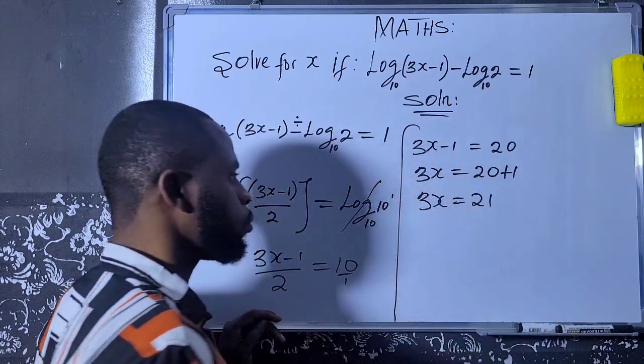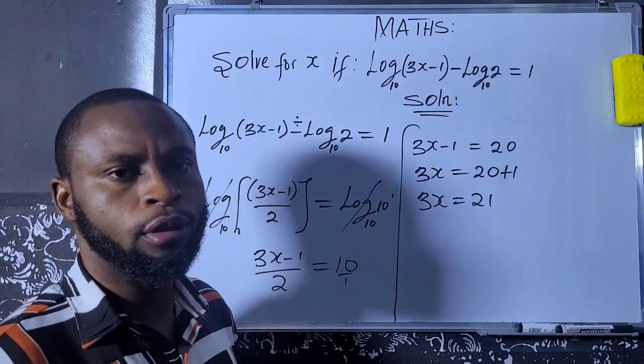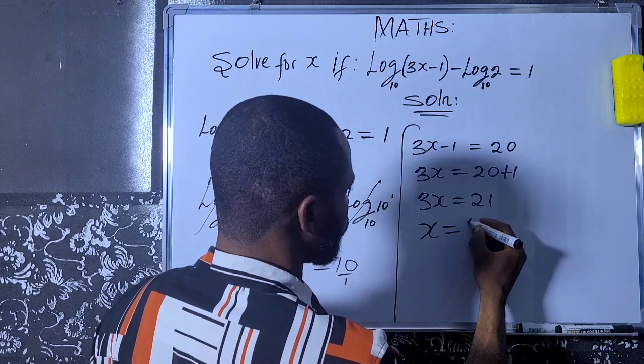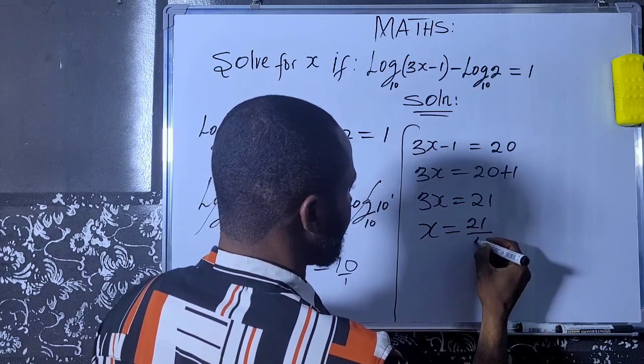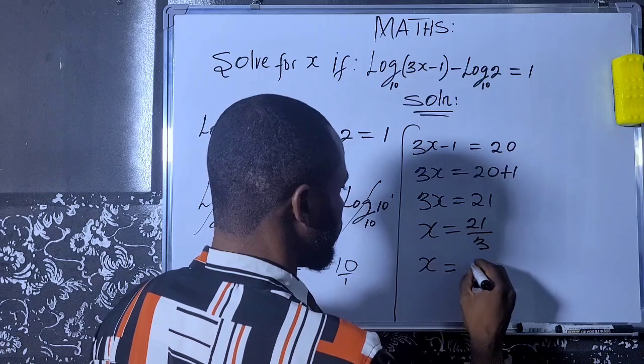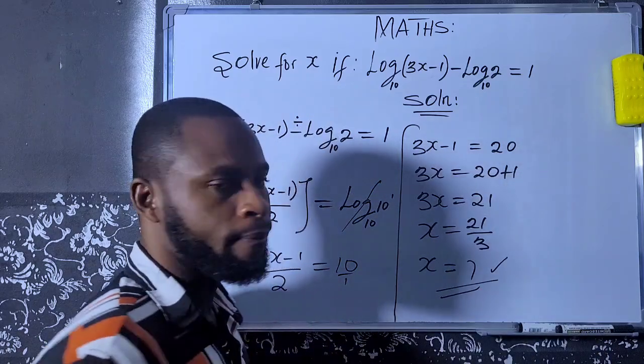That gives us 21. Then to get the value of x, you divide both sides of the equation through by 3, and x equals 21 divided by 3. That gives us 7. And x equals 7.